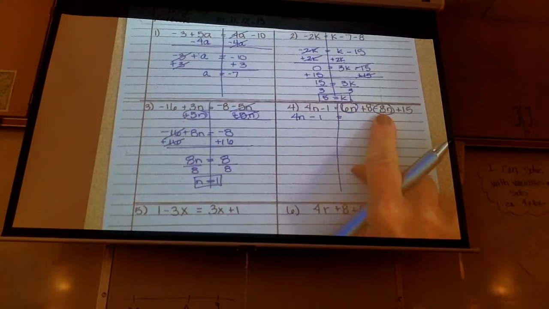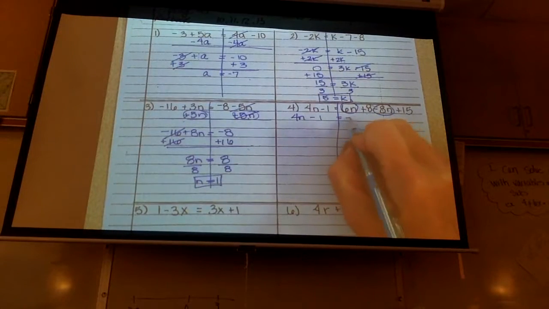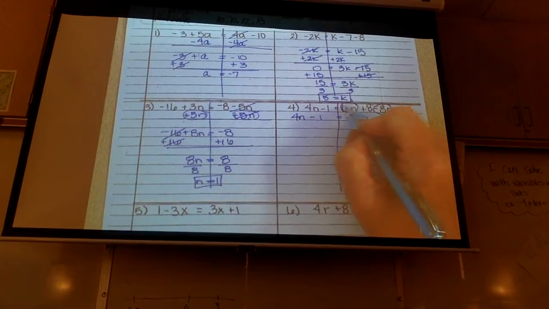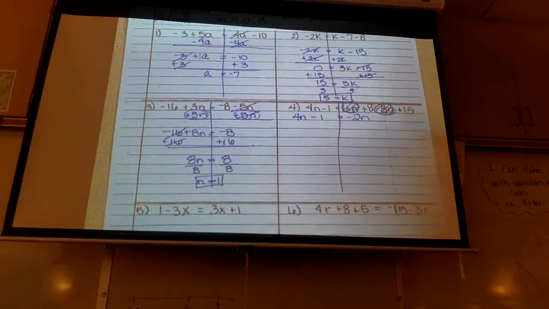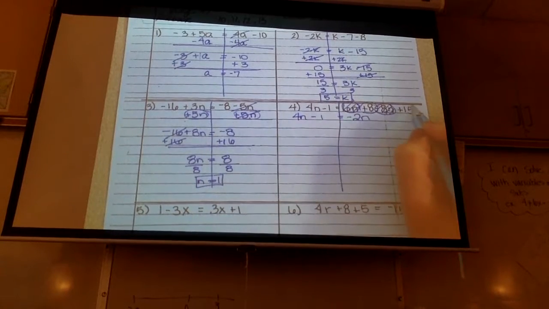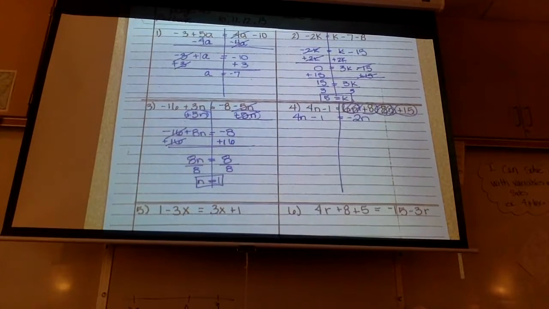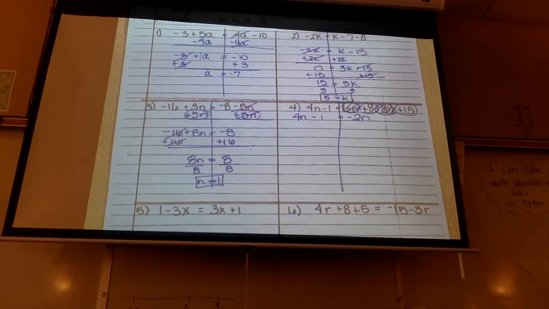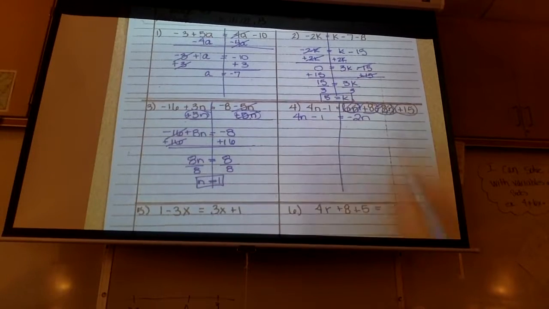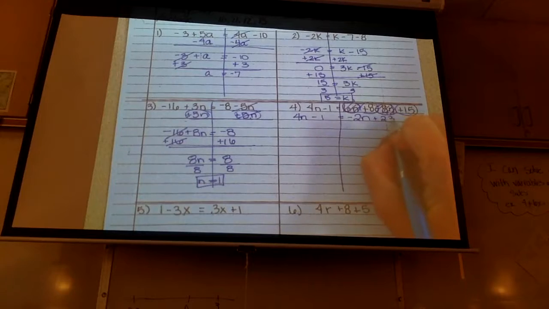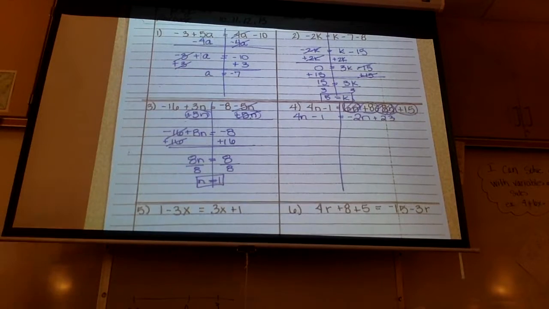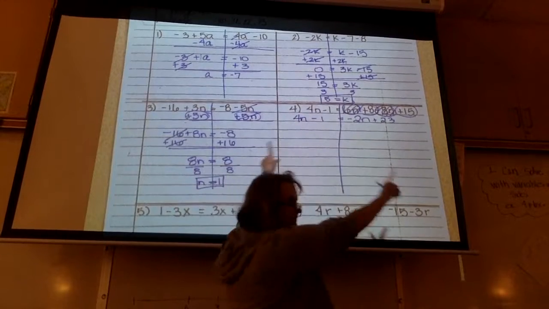What is 6 minus 8? Negative 2. I have negative 2n. That takes care of this one and this one. My other ones are plain old numbers. I've got 8 and 15. What is 8 and 15? You got a calculator. 8 and 15 is 23. Plus 23. All right. I've got n's on both sides.